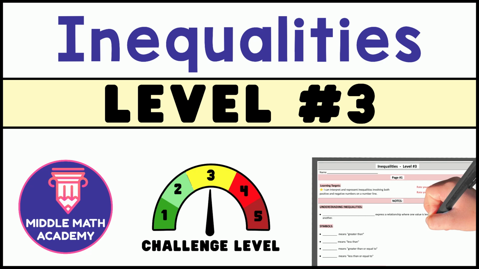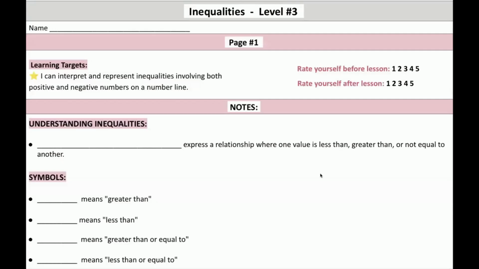Let's get started. Our learning target today is I can interpret and represent inequalities involving both positive and negative numbers on a number line. Before we start practicing this, I want you to pause the video and rate yourself 1 through 5 on this learning target. 1 is the least confident, 5 is the most confident.